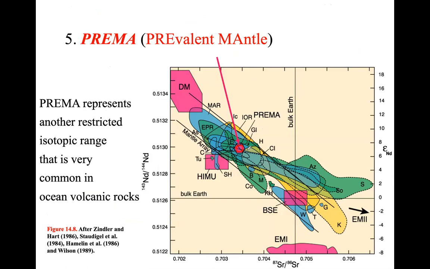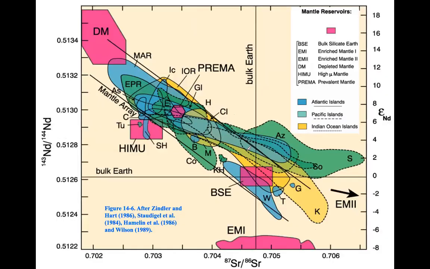Okay. And one more thing you can identify using this diagram. The same diagram is there. You have DM here, depleted mantle, right? And you have high mu, which we can ignore for the time being because it's a small variation, and also PREMA we can ignore, right? Other major reservoirs we'll just take into account.